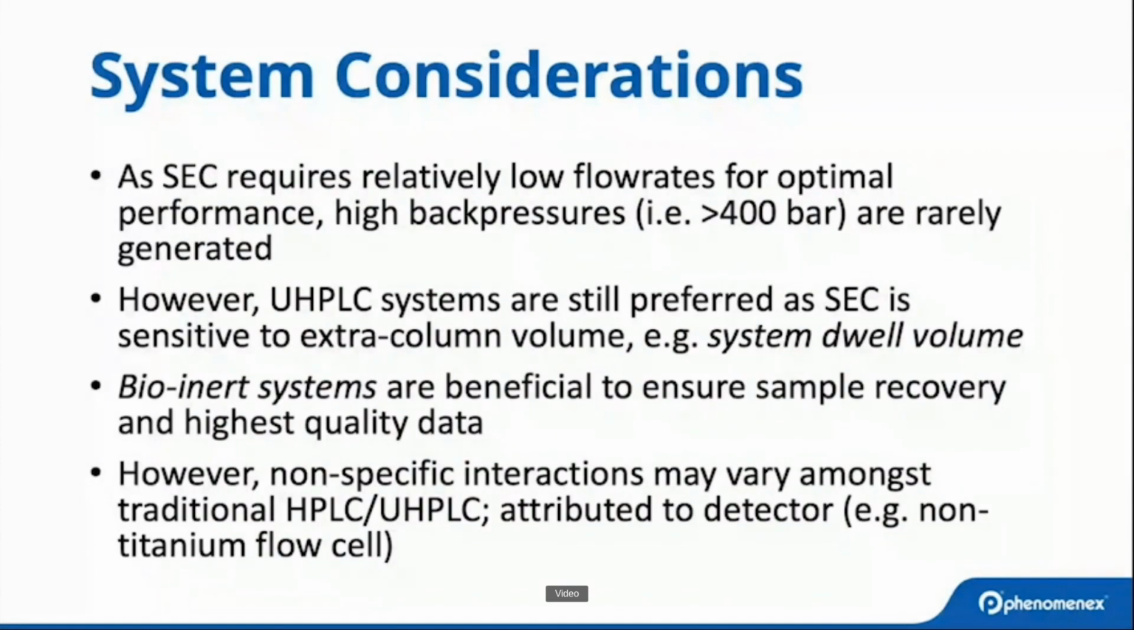So when developing a size exclusion method, there are a few key system considerations to keep in mind. Size exclusion doesn't require high back pressure for separation. It's non-adsorptive and isocratic, and therefore any extra system volume in the form of system dwell volume, plumbing, flow cell, etc. will contribute to band broadening. Now, with size exclusion, traditionally a larger column, 7.8 millimeter ID, for example, has been preferred, as larger IDs can withstand that extra system volume more than these smaller column IDs.